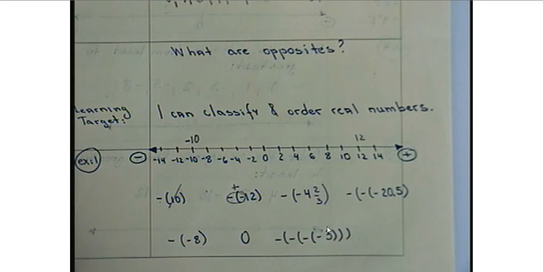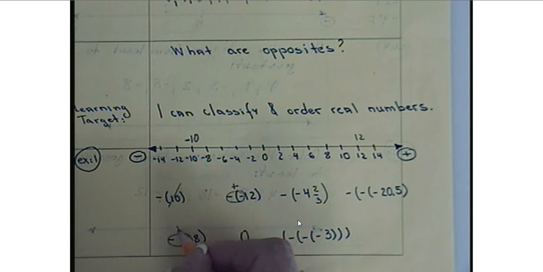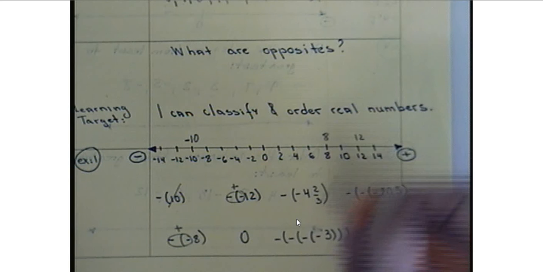Then let's take a look at this one, negative negative 8. So what do we do with this one? Again, we combine those two negatives, they change to plus, and this number becomes positive 8. So we are done with this one.